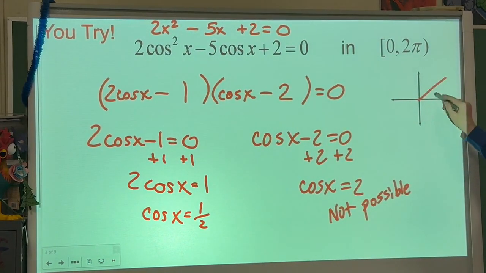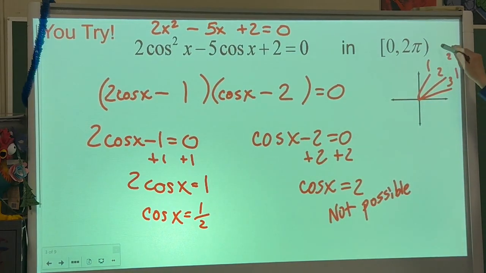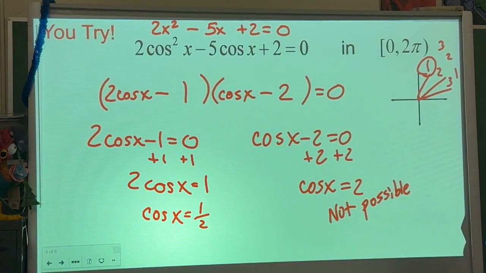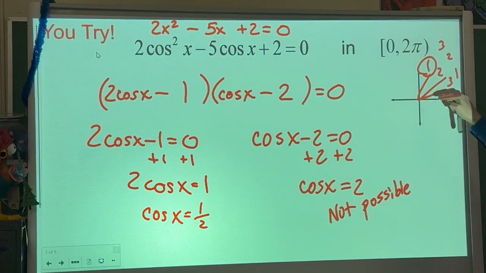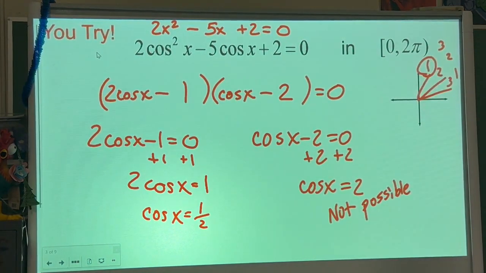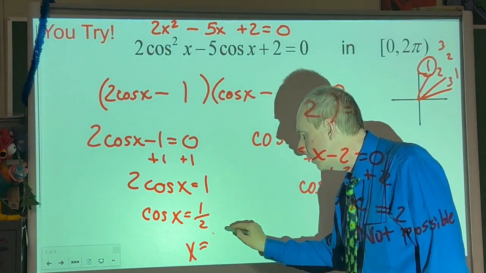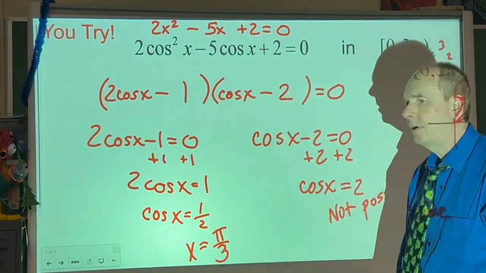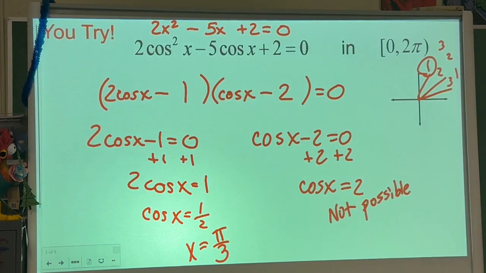Okay, so we got our 45, our 30, and our 60. We got 1, 2, 3, 1, 2, 3. The first set of numbers are your cosine. Where's it equal to 1/2? Right here. What angle is that? 60 degrees. But in radians, because we're going 0 to 2 pi, 60 degrees would be pi over 3. Is there anywhere else where cosine is going to be equal to 1/2 from 0 to 2 pi?